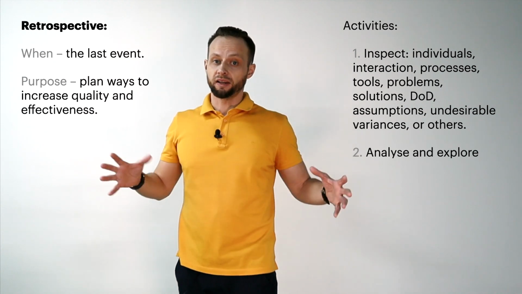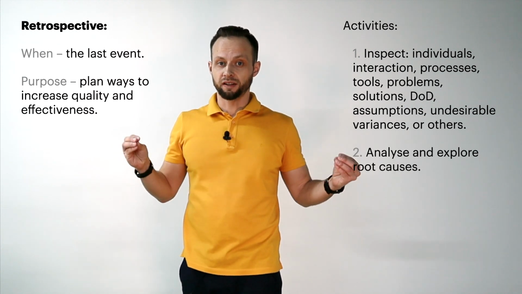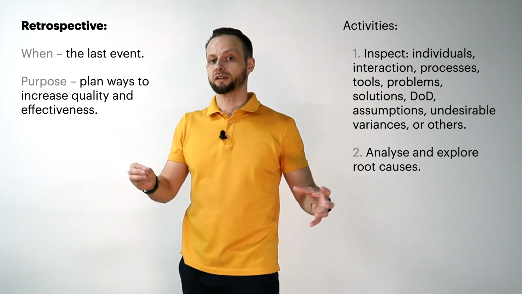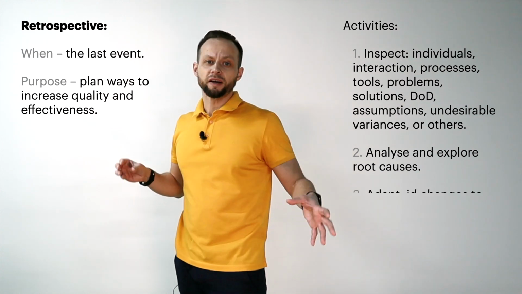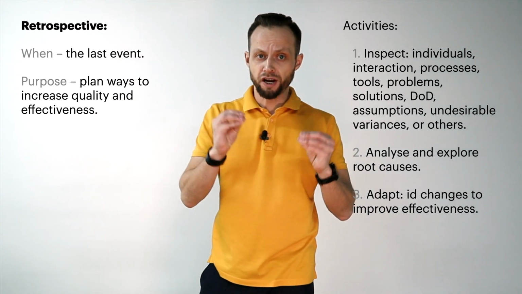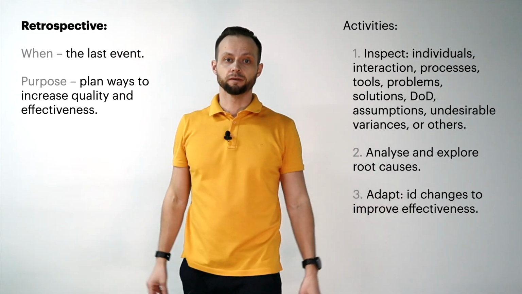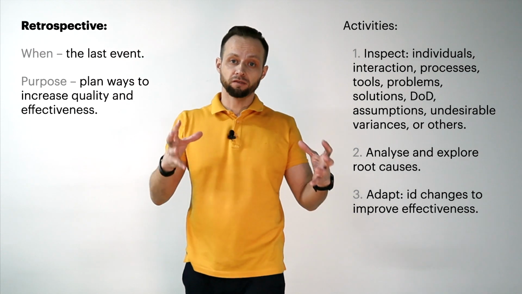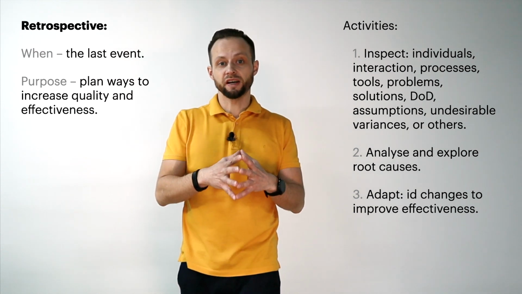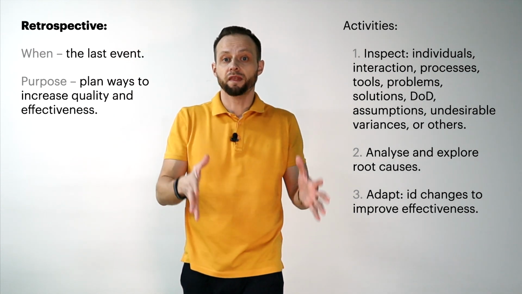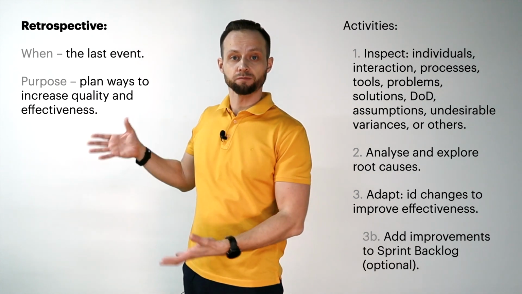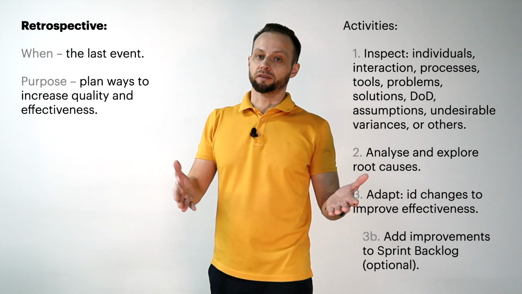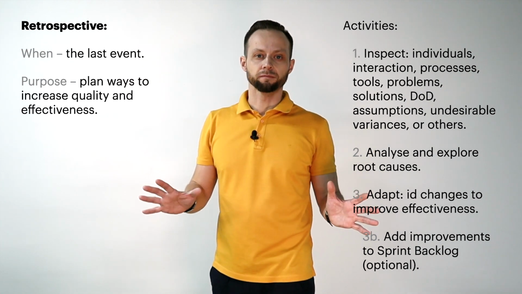The Scrum team identifies assumptions that led them astray and explores their origins. The Scrum team identifies the most helpful changes to improve its effectiveness. The most impactful improvements are addressed as soon as possible. They may even be added to the sprint backlog for the next sprint. This is recommended, but not mandatory.